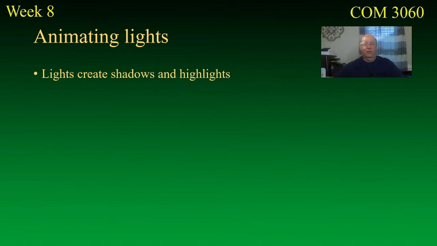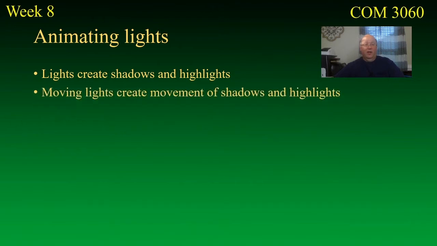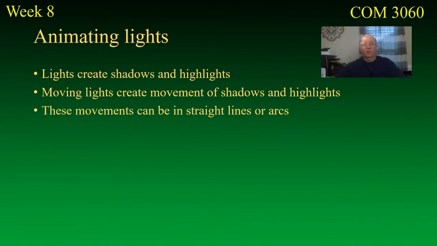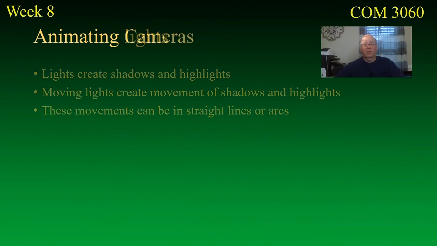So for example, if you've ever seen a sundial, you're looking at the sundial, you can see where the position of the sun is, and you can see that position moves because the sun is moving. And so if you play that back in high speed, you can see the shadow moving around. You could actually do that by animating the light. Moving lights create movements of shadow and highlights. These movements can be straight lines or arcs. You know, you can move the lights forward or backward, left and right, up and down, or any combination thereof. And so lights have enormous abilities to do crazy things.